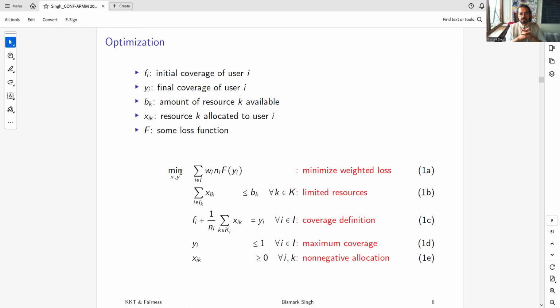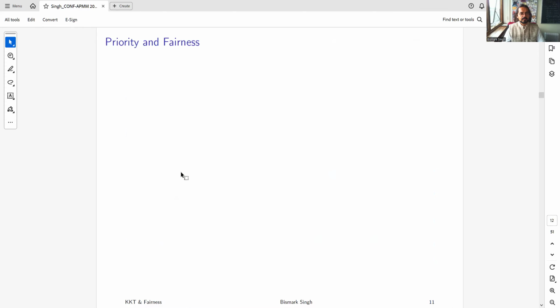And our goal is to study classes of this function f that would achieve certain notions of fairness that we would develop. Okay, so let's look at this setting of fairness with priorities. So priorities reflecting from the weights that we have given.